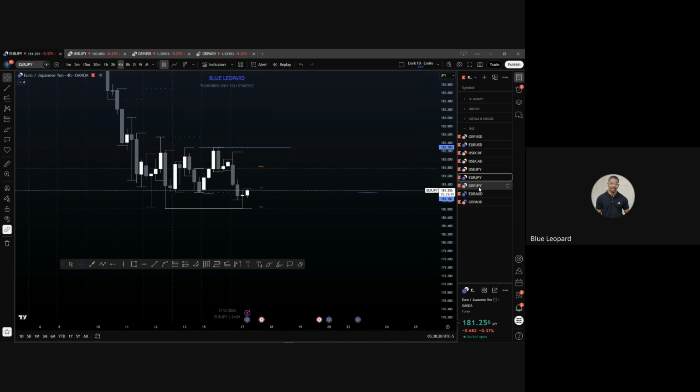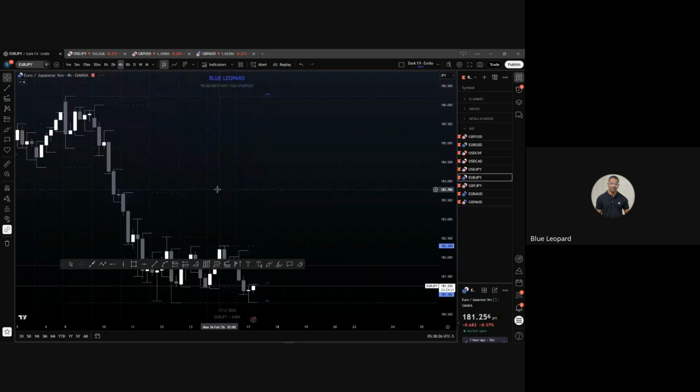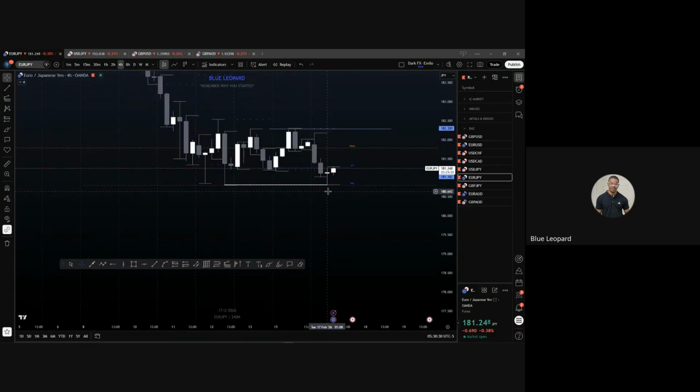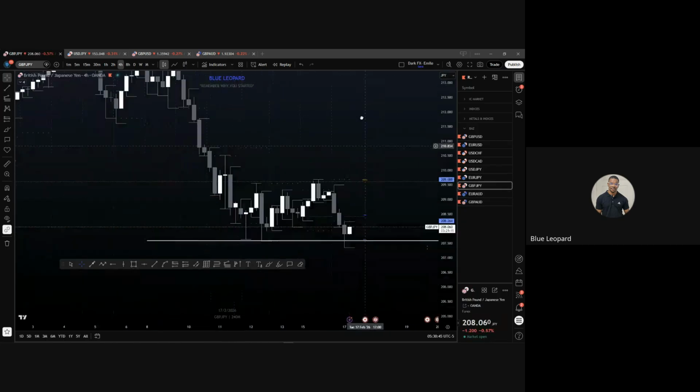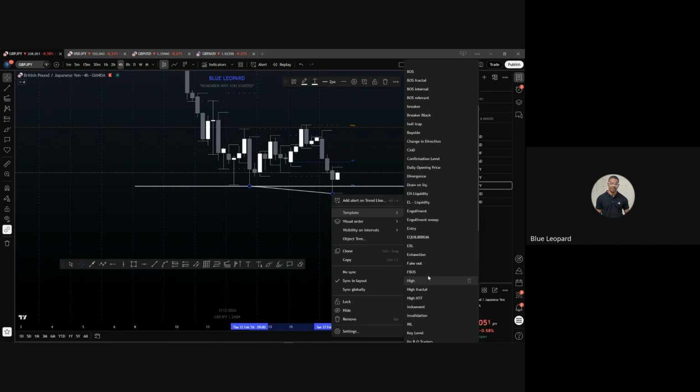If I come on GBP JPY, what do we have? We don't have the same thing. Let's see, what time is it? It's 1 p.m. and here it's 5:1, and this is 9. Okay, 9 and 1. Let's go back on GBP. Let's find 9. 9 is here, and 1 is where? Here. You see, there is a divergence. So you can mark this and call this a divergence.